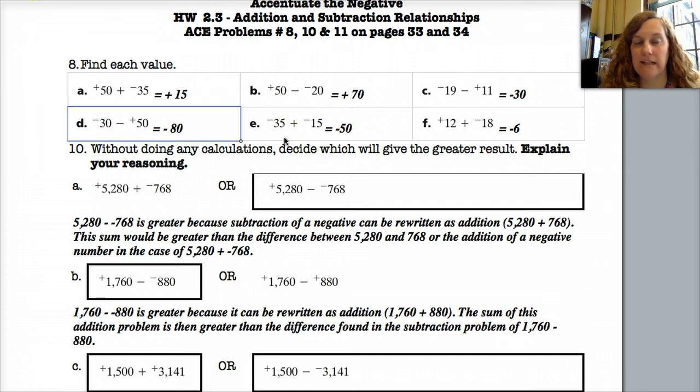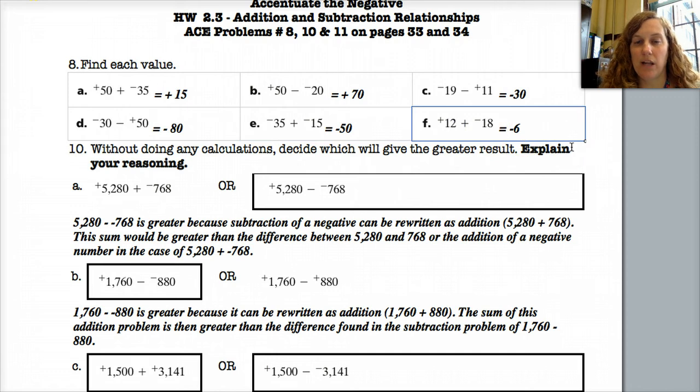Negative 30 minus positive 50, same thing. I'd like to rewrite that one as an addition. Negative 30 plus a negative 50, same signs, just add them and take the sign, so that's a negative 80. Negative 35 plus negative 15, leave that one as it is, it's a negative 50.